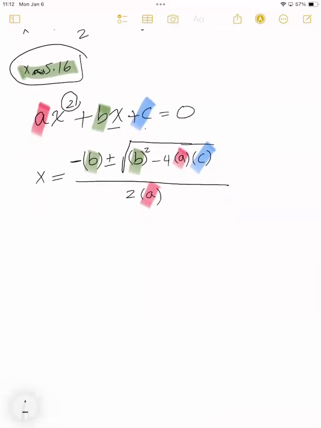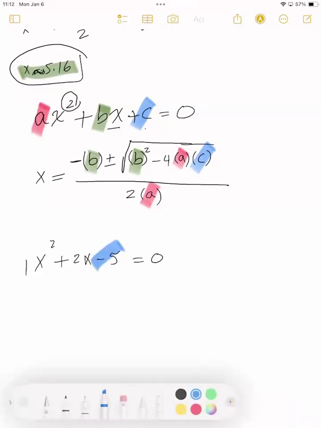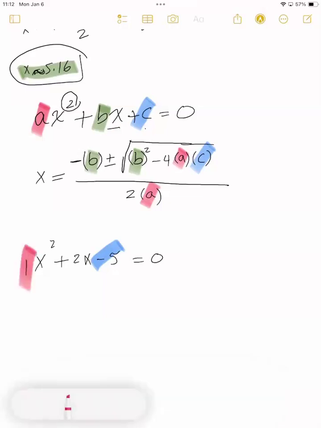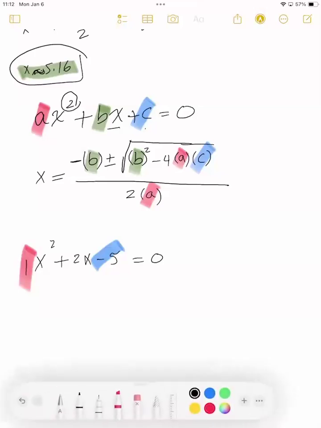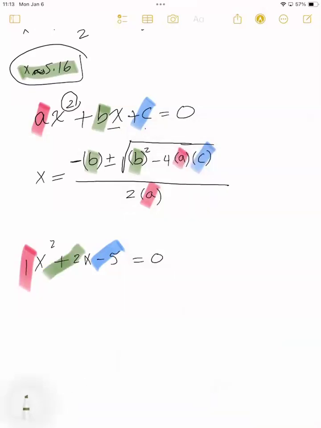So again, let's say I have x to the power 2 plus 2x minus 5 equal to 0. Then this is my c, minus 5. This is my a, which is 1. And then this is my b.